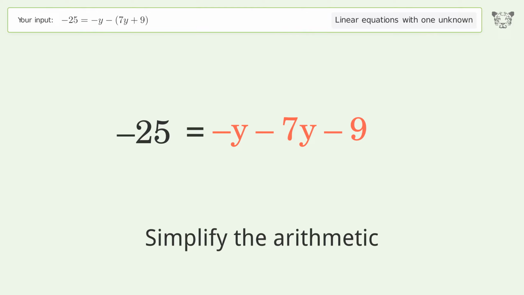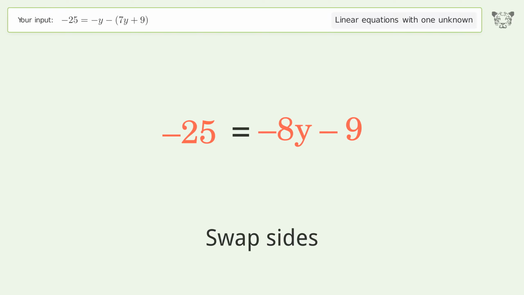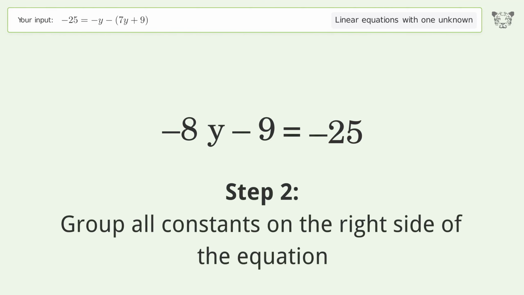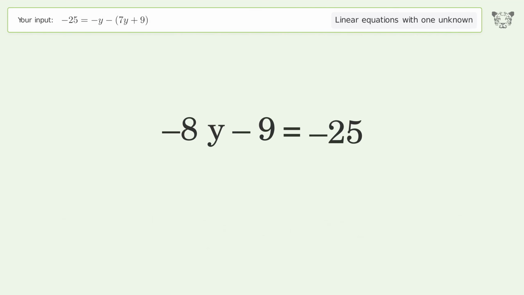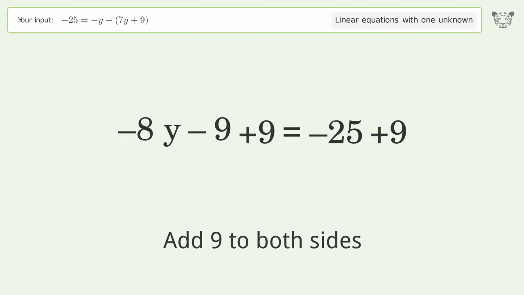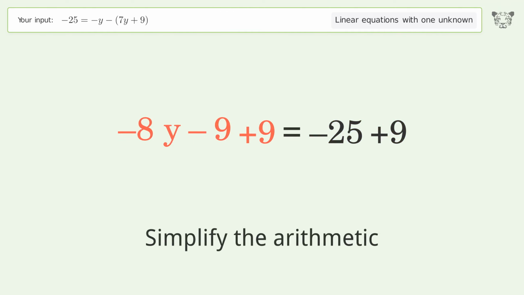Simplify the arithmetic. Swap sides. Group all constants on the right side of the equation. Add 9 to both sides. Simplify the arithmetic.